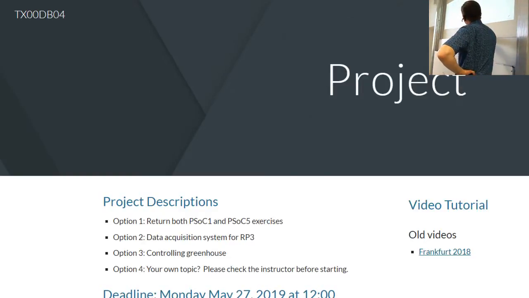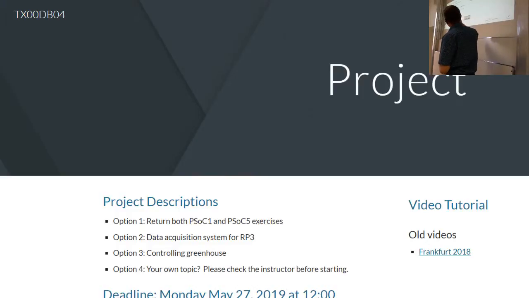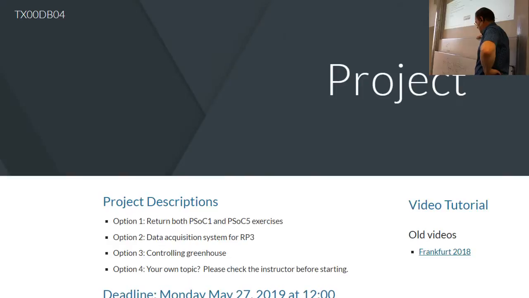Just start doing. Option 2, data acquisition system for Raspberry Pi 3. I have actually been having this one as a constant project topic. Nobody has done it yet. There is definitely a need for that one. The Raspberry Pi 3 board has the audio codec, but it's not the same thing as having a real A2D converter there.